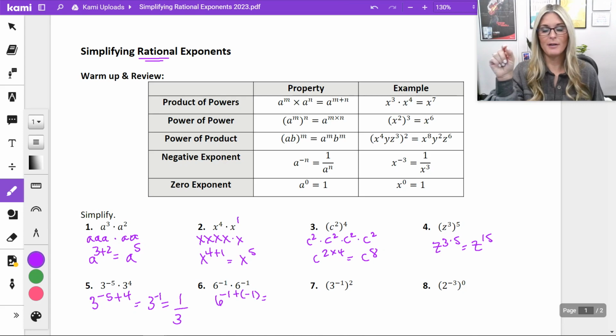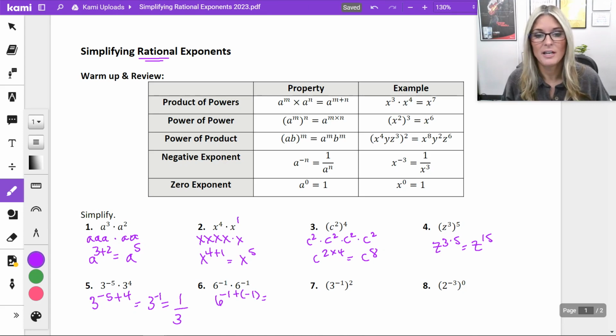Doing the product of powers there, adding those exponents together, that gives me 6 to the negative 2. Again, move that negative exponent down into the denominator. I get 1 over 6 squared, or 1 over 36, because 6 times 6 is 36.